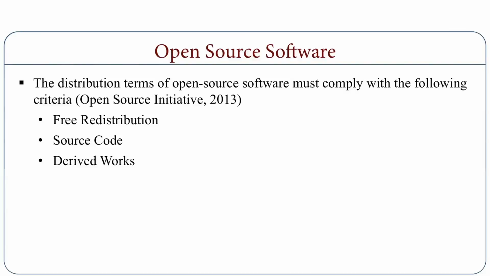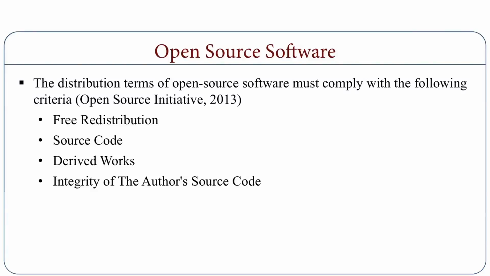Third is derived works. Open source license puts a restriction that if I modify a software which I have obtained under open source license, then I have to make my derived work, my modified software, also available under open source license. Fourth is the integrity of the author's source code, that is, the author of the software has to be given proper credit.